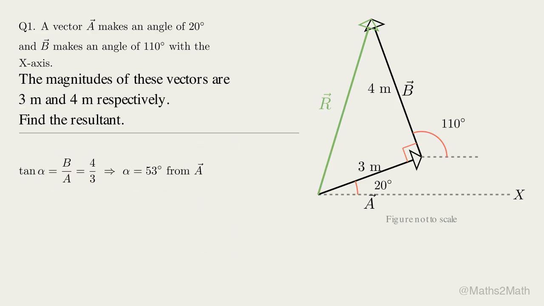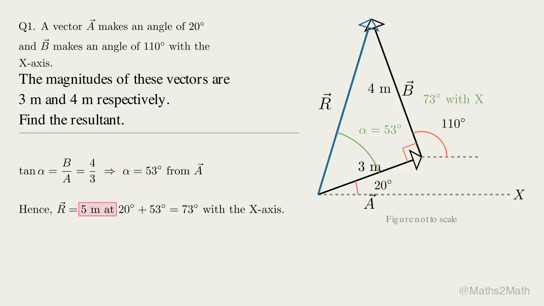For the direction, tangent alpha is B over A, 4 over 3, so alpha is 53 degrees from A. Hence, the resultant is 5 meters at 20 plus 53, that is 73 degrees with the x-axis.